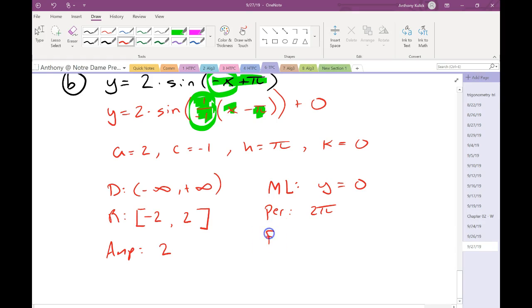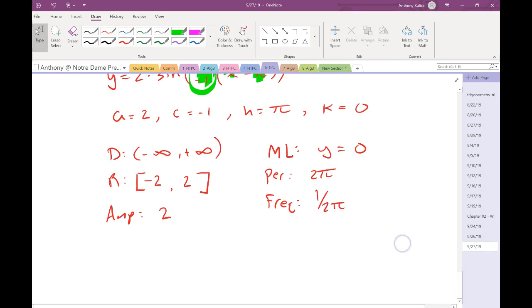And then the last thing we need is the frequency. What's the frequency going to be here? 1 over 2 pi. Just 1 over the period. Okay. Well, I did, right. So 1 times 2 pi is just 2 pi. So we did multiply by c for the period.